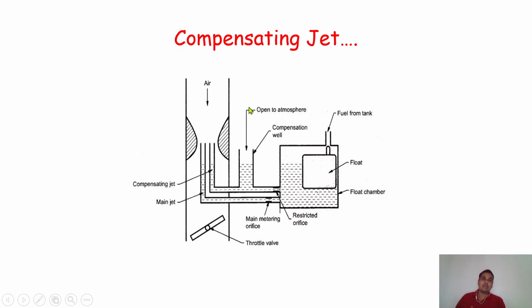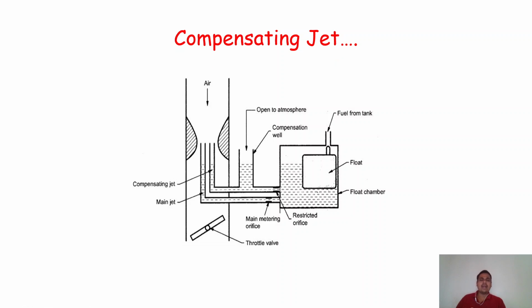Okay, this side is open to the atmosphere, and the main reason behind that is to maintain the flow of fluid, to maintain the pressure of the fuel as per the requirement. If it is not in contact with atmospheric pressure, then it is very difficult to supply the fuel from low pressure to high pressure, or high pressure to low pressure. So that's why this compensation well is always there. Other things are very much the same. So this is about the working principle of the compensating jet.